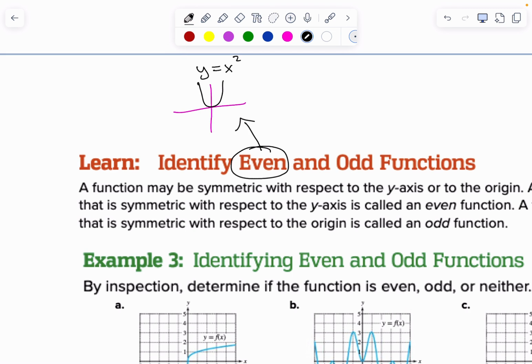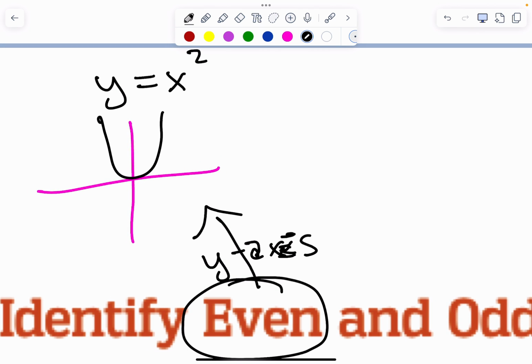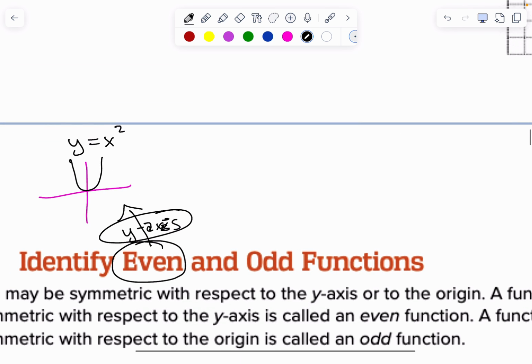So if it is an even function, then it has y-axis symmetry because a parabola has y-axis symmetry and it is x to the second power. That's how I remember it: even, second power, parabola, y-axis symmetry. So if it has y-axis symmetry, it's an even powered function. Odd is like y equals x to the third power.